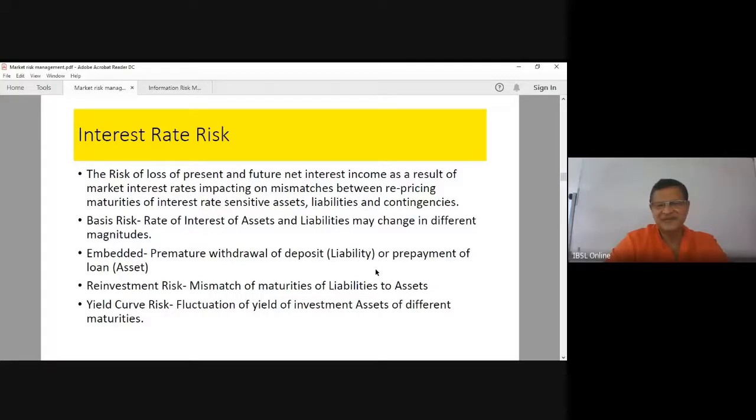If a loan facility is being repaid in advance of the maturity date, you have additional cash coming in which needs to be reinvested. Because of that, there is a mismatch of maturities of liabilities to assets. That means you have more money coming in as settlement of assets, and you have to create another asset from that money, either in treasury bills or bonds, which will carry a lower interest than a commercial credit. So that is also called interest rate risk.